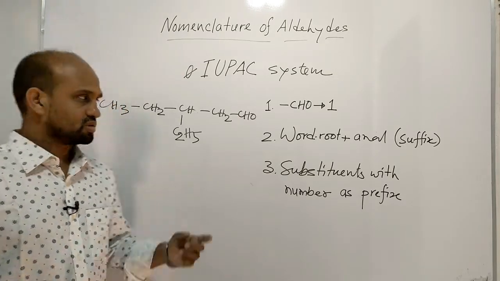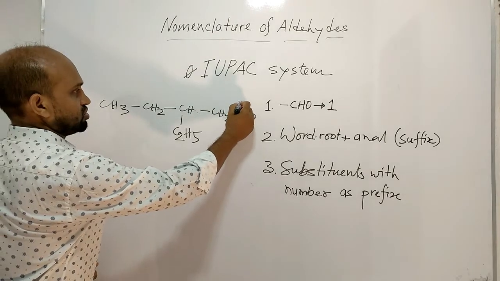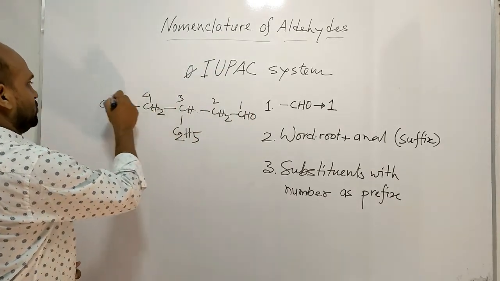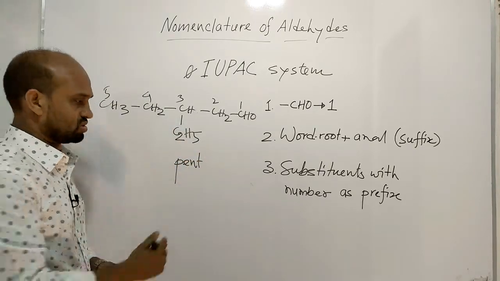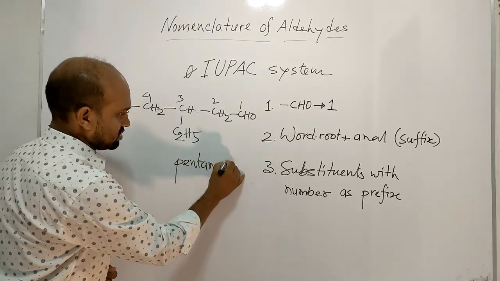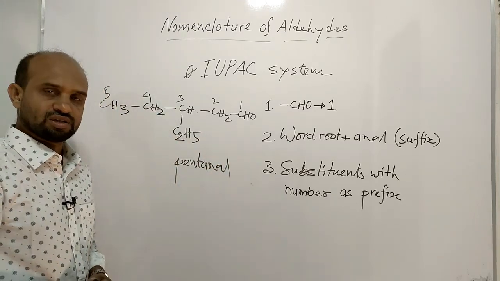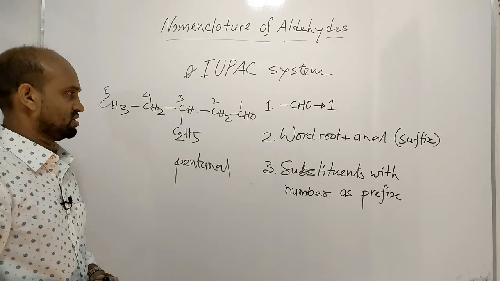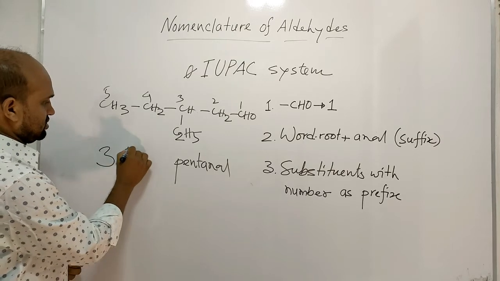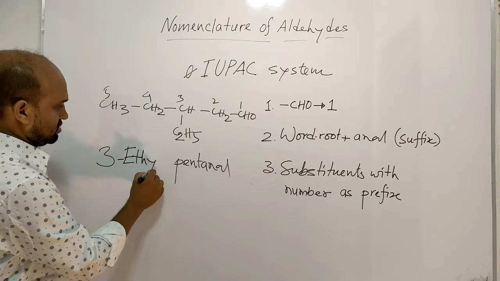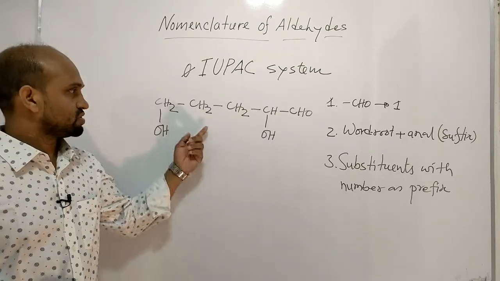The name of this compound is, first of all, carbon atoms are numbered from the right. 1, 2, 3, 4, 5. So pent is here word root and anal as suffix. Now at carbon 3 we see there is an ethyl group as substituent. So 3-ethyl pentanal.